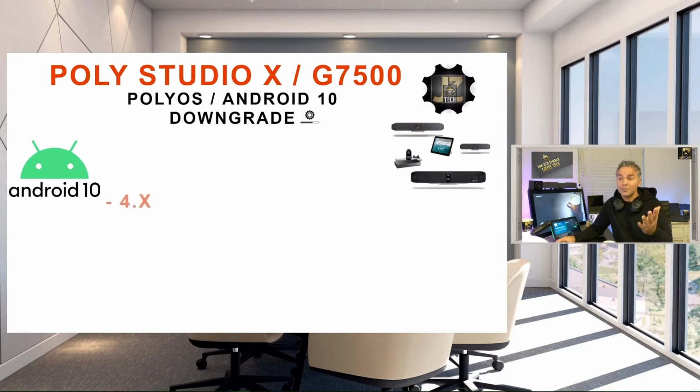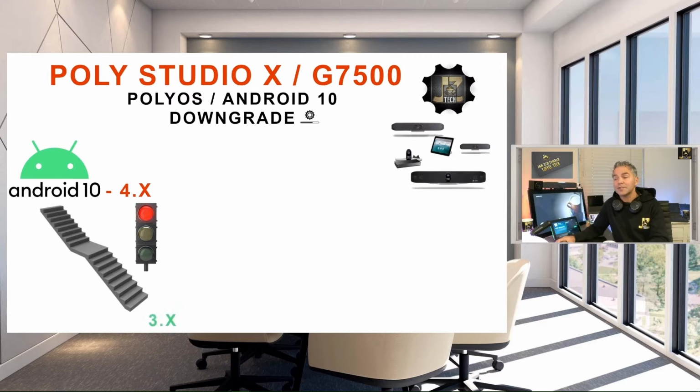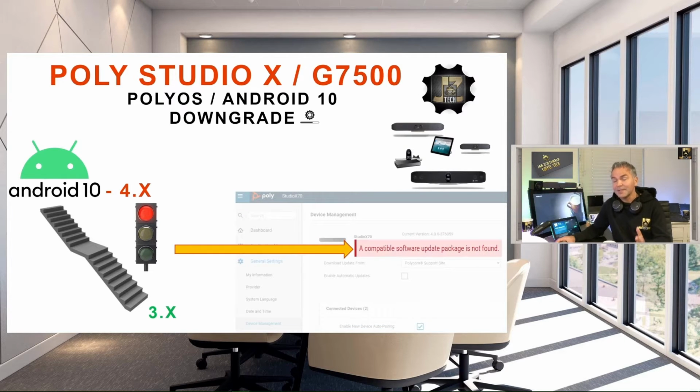Now, what is not possible is that if you're running a 4.x release, you want to go back to version 3, it will prompt you that a compatible software update has not been found. So that should not be possible. If for some reason that happens, it could be that your device is not working anymore, because if you're going to upgrade from that 3.x to the 4.x, also some chips inside the StudioX are upgraded to be compatible with Android 10. So if you then go back to that 3.x version, this could lead to all kinds of issues. So make sure if you're on version 4, just stay on version 4.